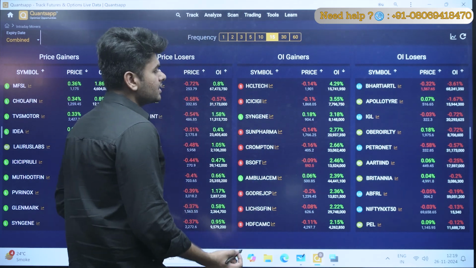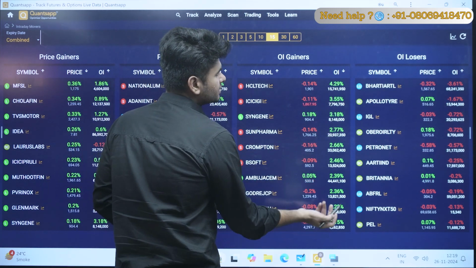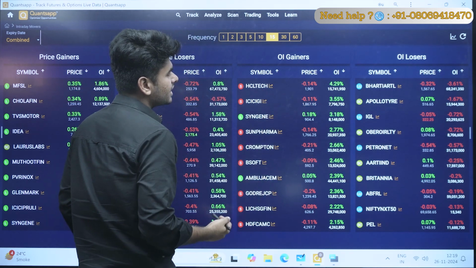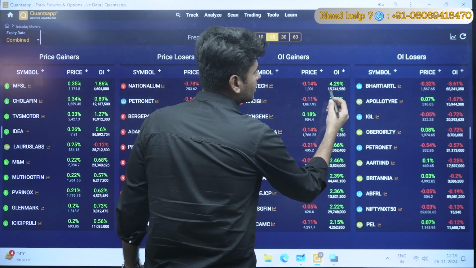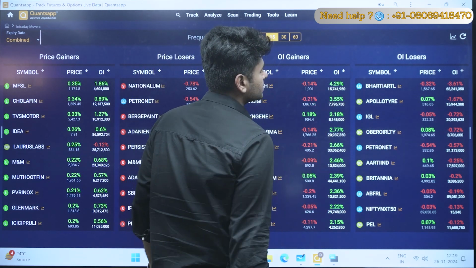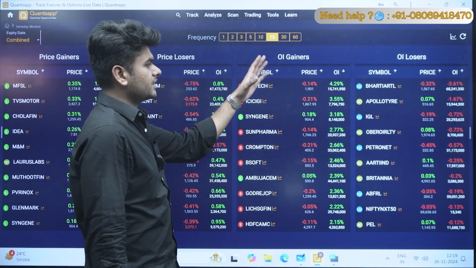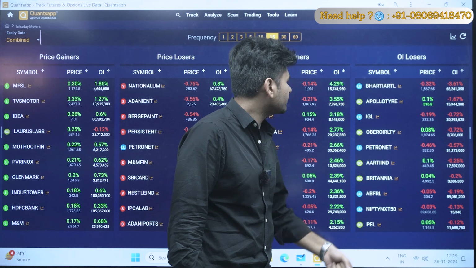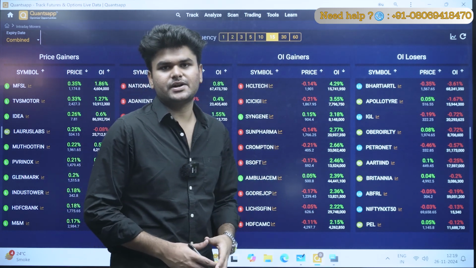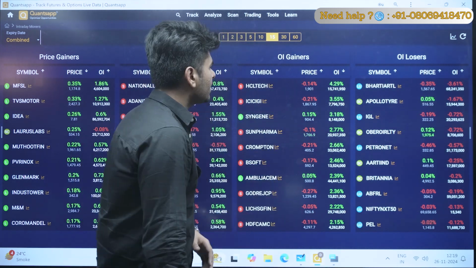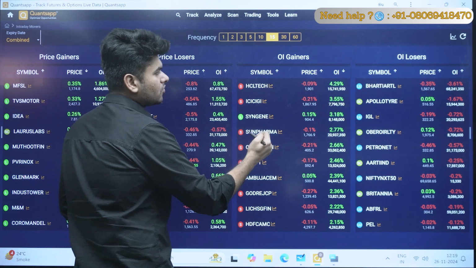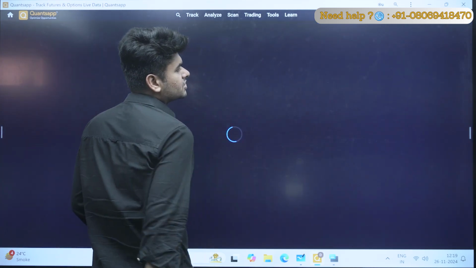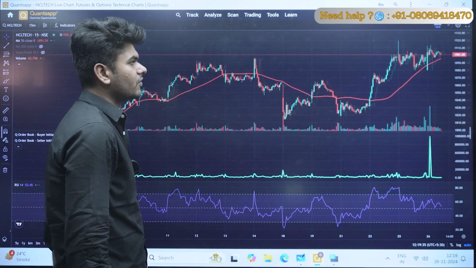Now, as you can see, there is a list of stocks here. Let's pick out the first one, HCL Tech. For HCL Technology, we are seeing a 4.29% OI gain in the last 15 minutes, which is roughly 1 crore 57 lakh positions newly made in the last 15 minutes. The build-up is showing short for now. Let's see what the chart is showing. You can go directly to the chart from here.